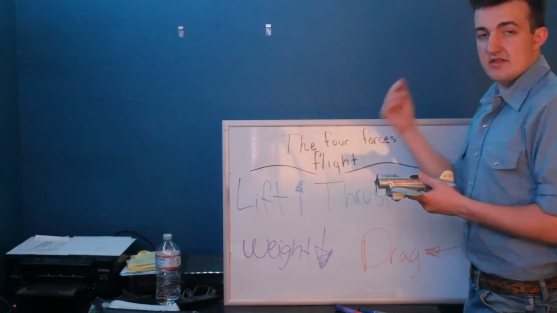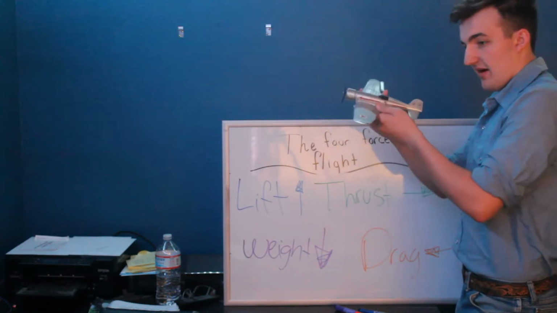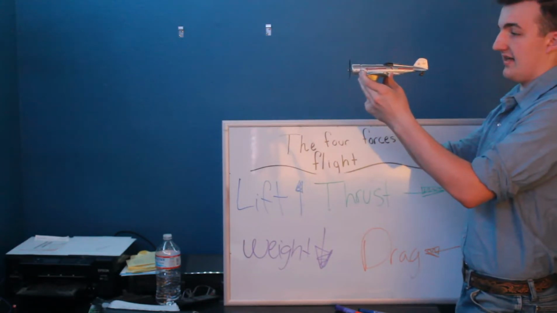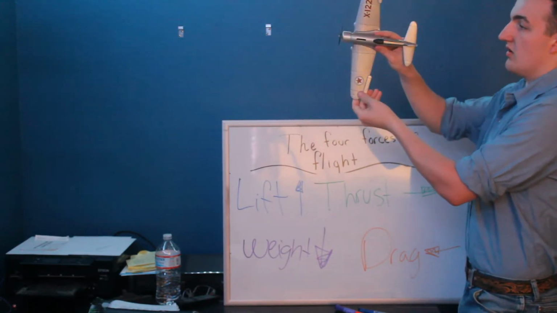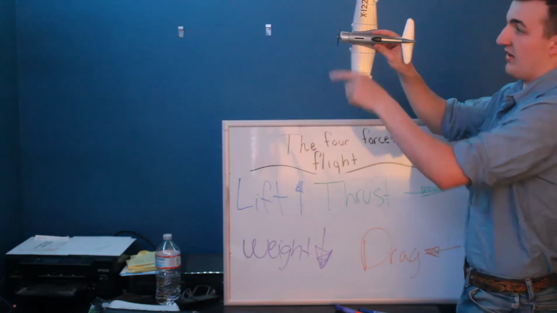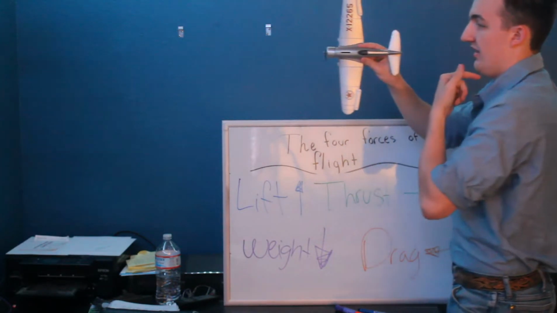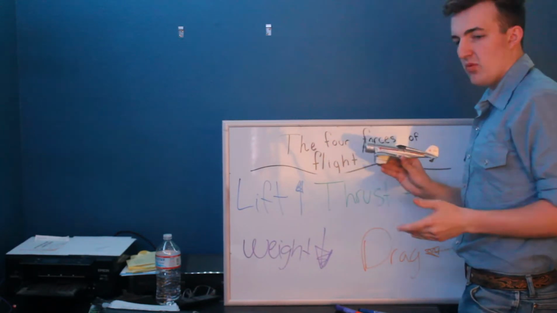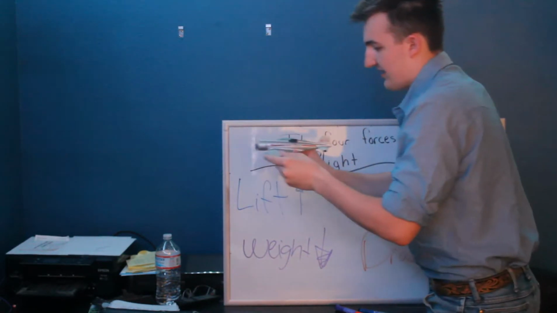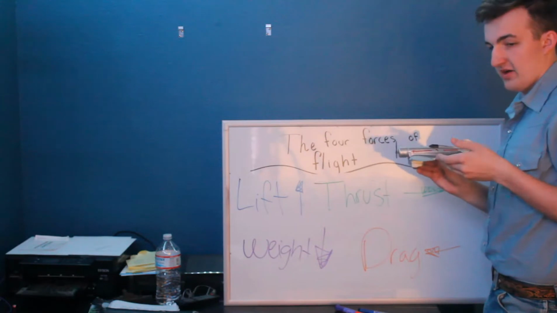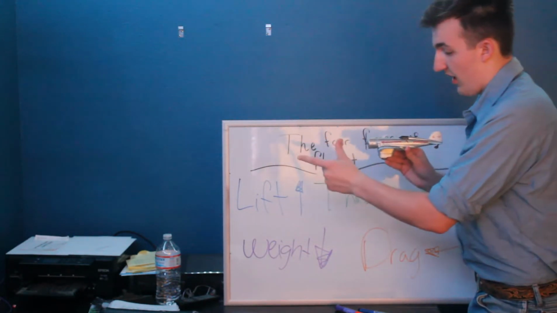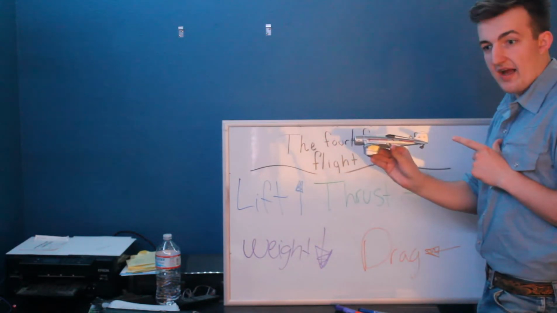Now, when we are in stable level flight, not accelerating or decelerating, all forces are in equilibrium. We have equal thrust to drag and equal lift to weight. Let's say we're flying at 100 knots and now we're accelerating. We now have more thrust than drag.